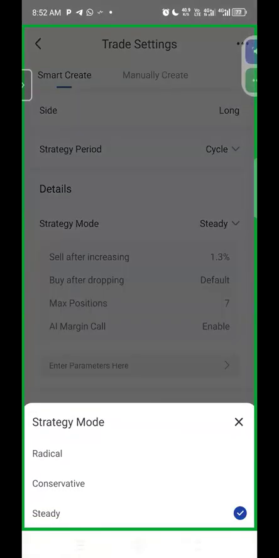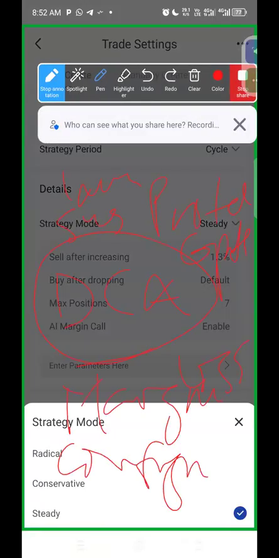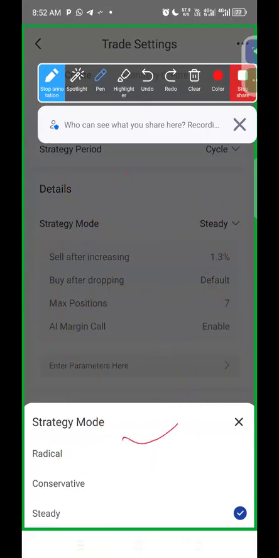Good. Now, when you look below here, you are going to see three different strategy modes. The first one is called radical. This one is conservative, and then the third one is steady. Basically, these three different modes apply different risk strategies in terms of trading, and this is applicable to every kind of trader in the market.